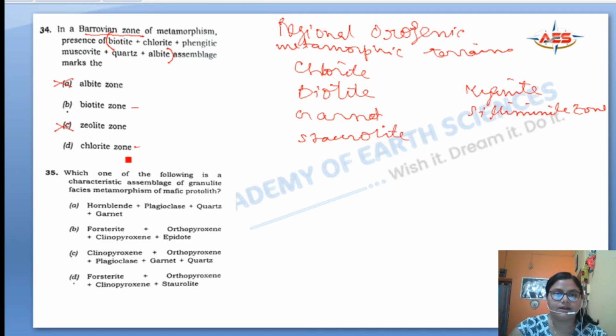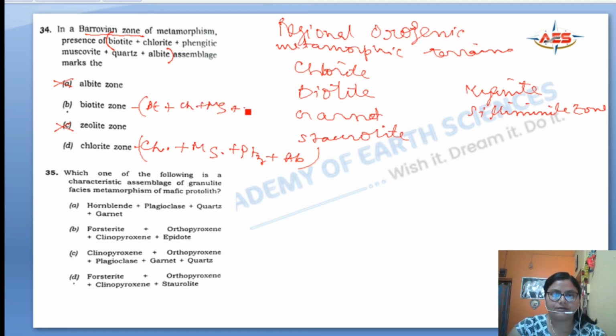Now in the case of the chlorite zone, generally the mineral assemblage that we have is chlorite, muscovite, quartz and albite. In the biotite zone we have biotite, chlorite, muscovite, quartz and albite. These are the mineral assemblages of the biotite zone.